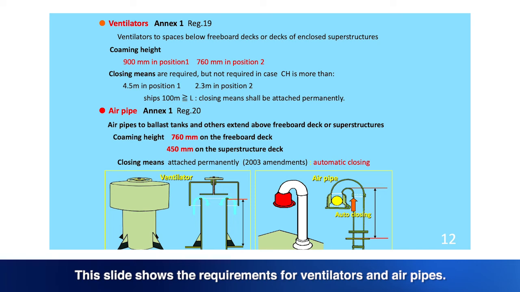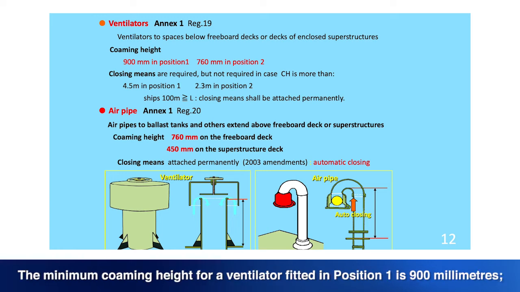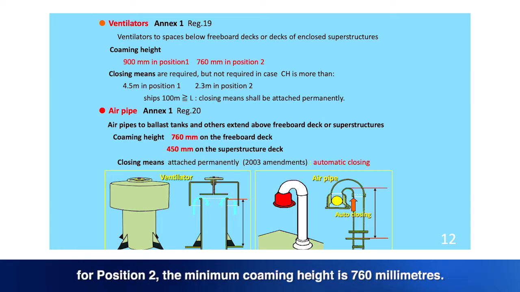This slide shows the requirements for ventilators and air pipes. Both need a minimum coaming height in accordance with its position. The minimum coaming height for a ventilator fitted in position 1 is 900 mm. For position 2, the minimum coaming height is 760 mm. The 2 positions are defined in the next slide, as are the measurements for coaming height.